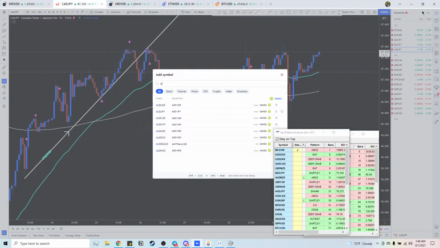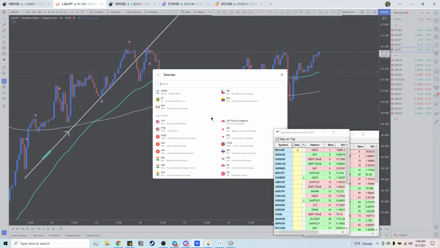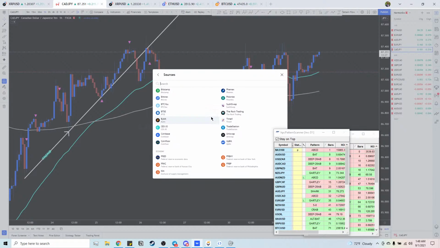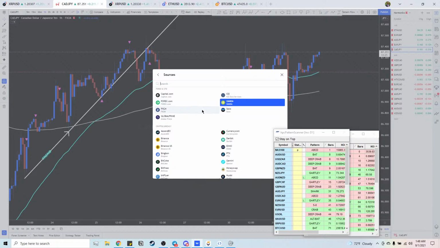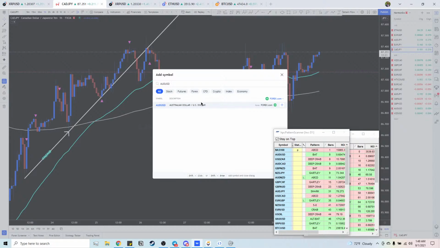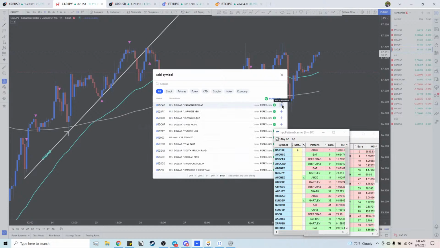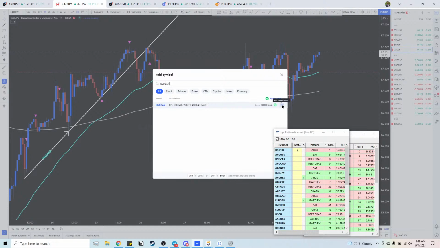What do we got? Australian dollar. Let me change the feed. Use Forex.com, just use that one. Australian dollar, USD ZAR. I'm on the daily. Yeah, these patterns were printed literally 7 days ago. But, you know what I'm saying, it's beneficial to even look at them.